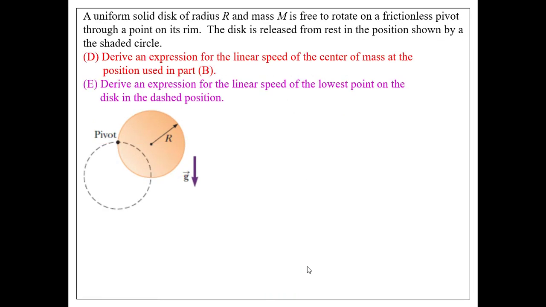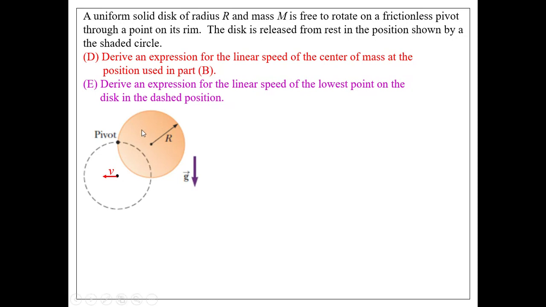All right, let's do part D and E. Part D asks us to find the linear speed of the center of mass. And then E wants us to find the linear speed of the lowest point of the disk where it is dashed. So if you can just keep up here. I'm just going to go ahead and do D first. The D is the center of mass, so I'm just going to put the dot there. And that's my V. So it wants us to find V of the center of mass as it's being swung.